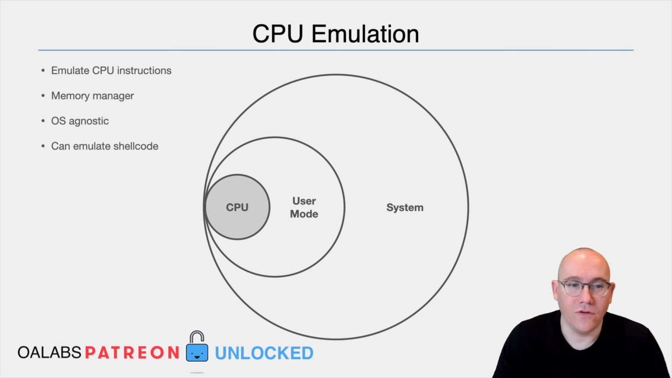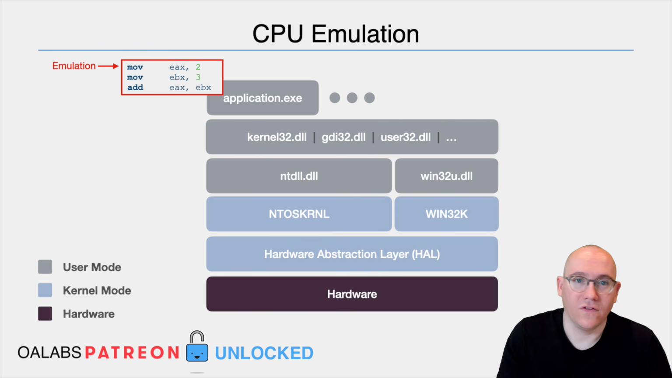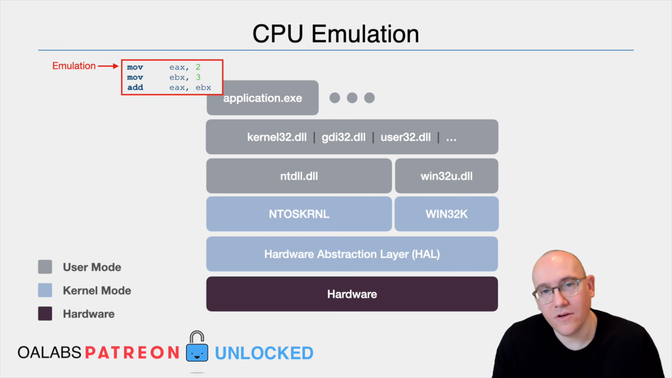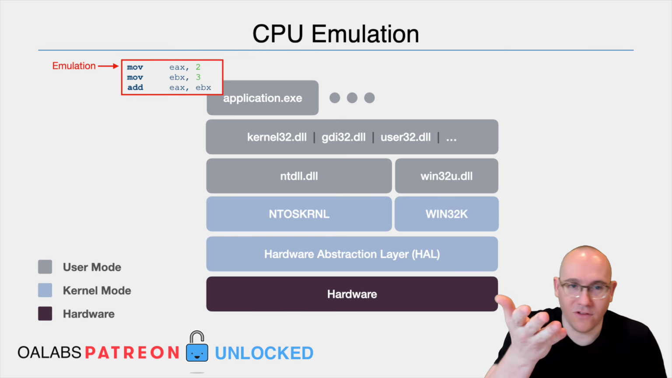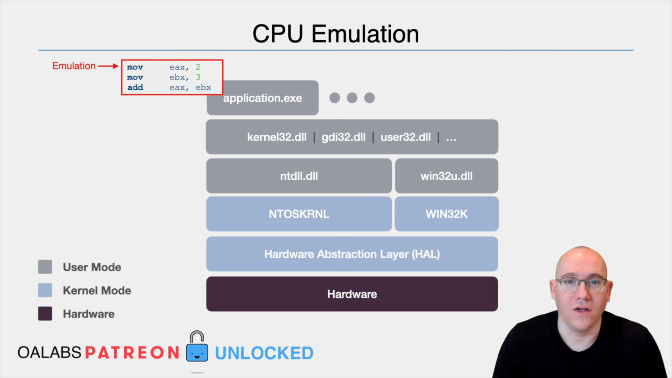So how does that map to the Windows stack? Well, here you can see an example. The only thing you can really emulate with CPU emulation is just tiny snippets of code, like I've shown you here. You can't really do anything else in the Windows stack, right?